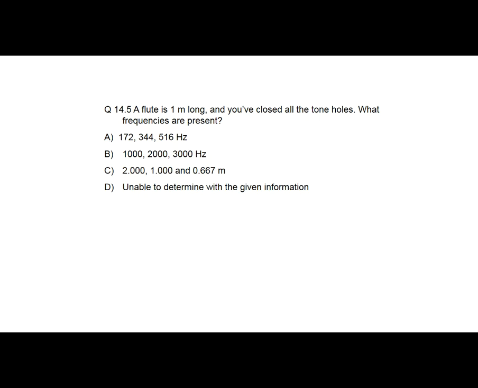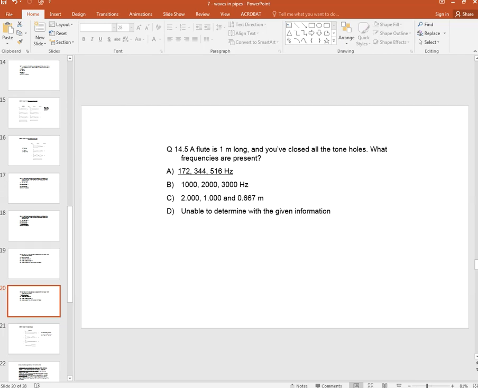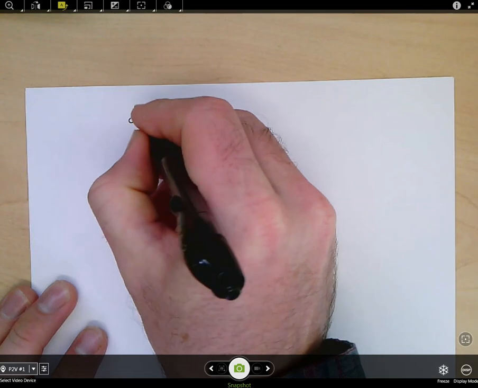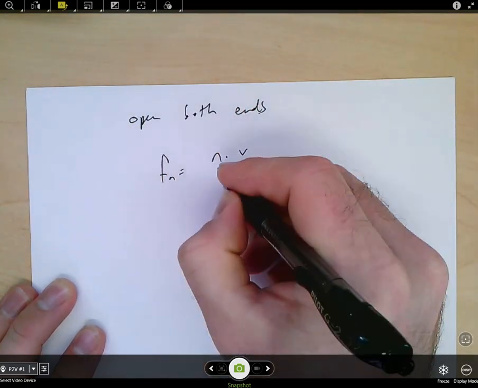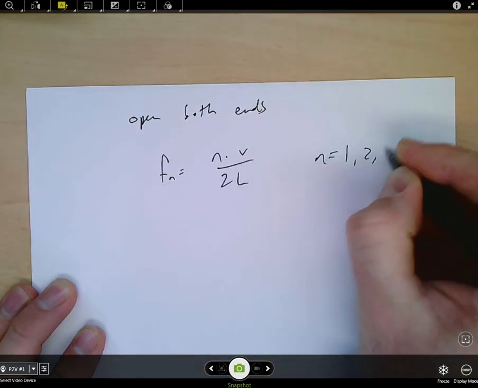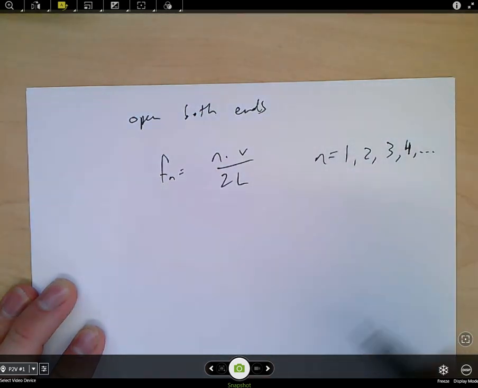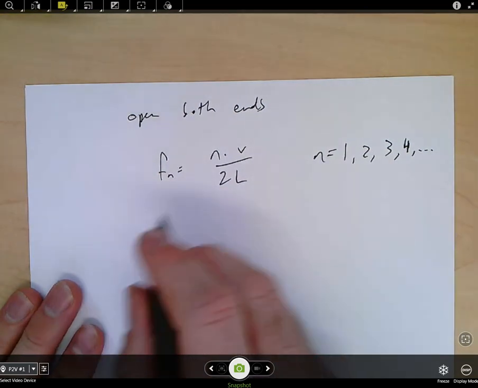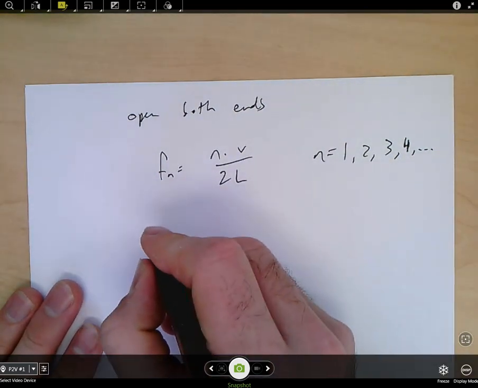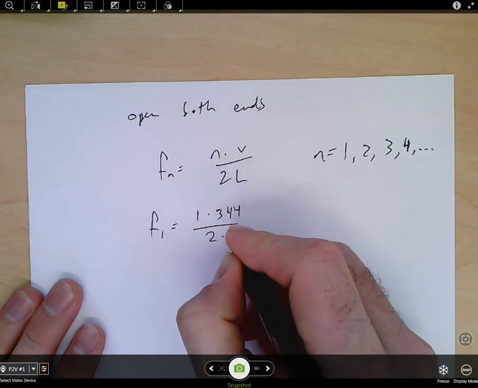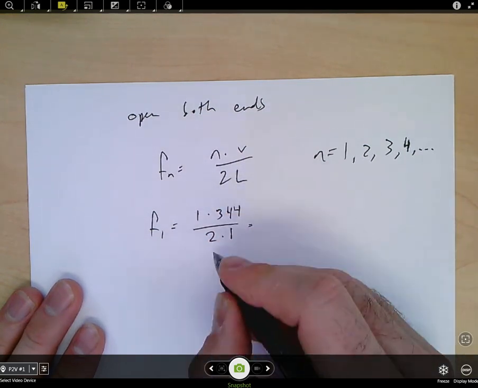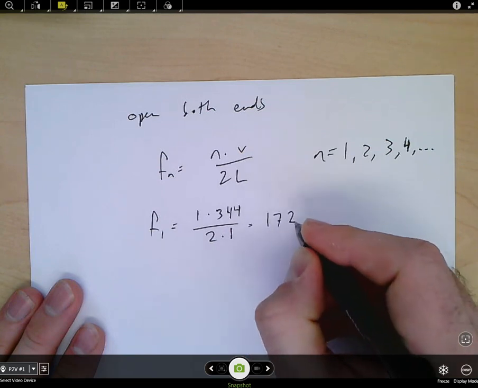Okay, we're back, and hopefully you've gotten that it's 172, 344, and 516. Well, how do we get there? For a pipe that's open at both ends, our formula is F_n equals n v over 2L, and this time n can equal 1, 2, 3, 4, etc. It doesn't have to be odd or anything like that. Any n can work. So if we have 1 meter, F1 is going to be 1 times 344 divided by 2 times 1 meter. And so 344 divided by 2 is going to be 172 hertz.